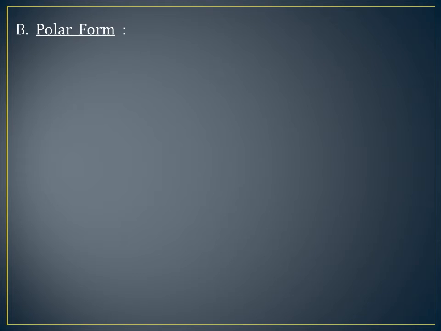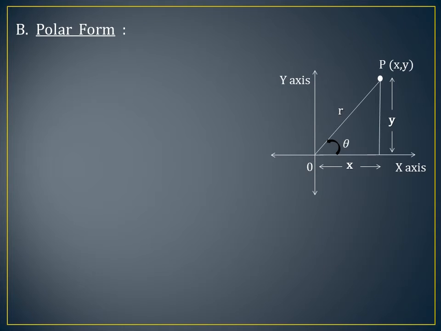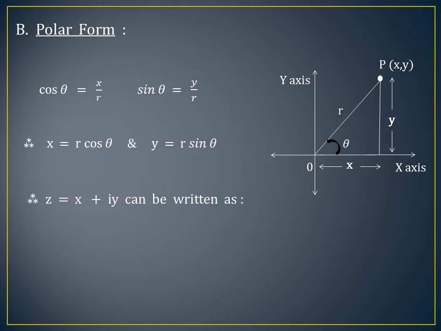Let's now understand how to express a complex number in the polar form. If we consider the same diagram, we have cos theta is equal to x upon r and sin theta is equal to y upon r. Therefore x will be r cos theta and y will be r sin theta. If we substitute these values in the Cartesian form x plus iy, we get z is equal to r cos theta plus i r sin theta. So that gives us z is equal to r into cos theta plus i sin theta. So this becomes our polar form.